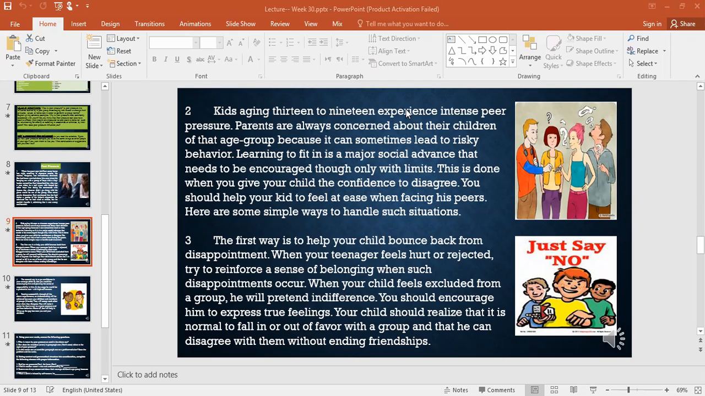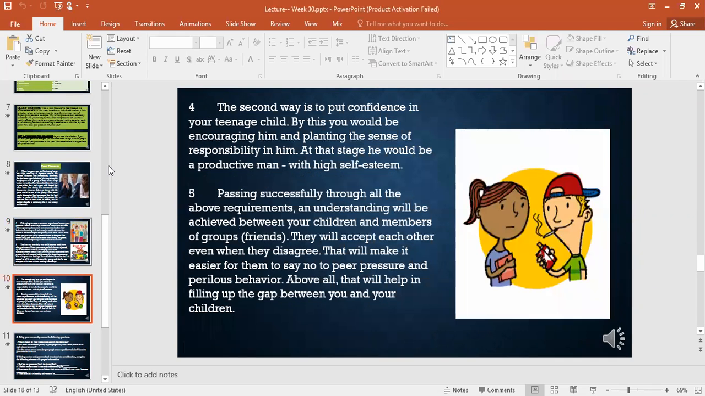Your child should realize that it's normal to fall in or out of favor with a group, and that he can disagree with them without ending friendship. Yes, so your child should realize that it's okay and normal to say no to what the group of friends want. If I think that this is harmful and I don't want to do it, just say no. To disagree with them is something normal, and no need to end your friendships. Just say no, and this won't lead to ending your friendships. Let's continue. We still have paragraphs 4 and 5.